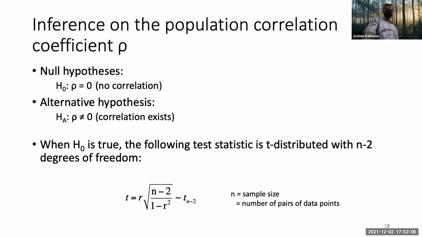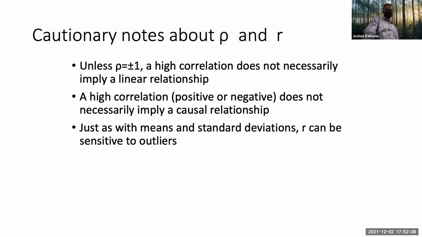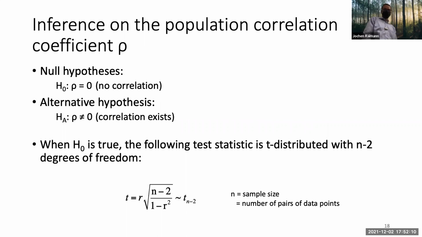So now, inference on the population coefficient. The null hypothesis is that the rho is 0. So it's a flat line. That's the null hypothesis. The alternative hypothesis is unequal to 0. It's a two-sided test.